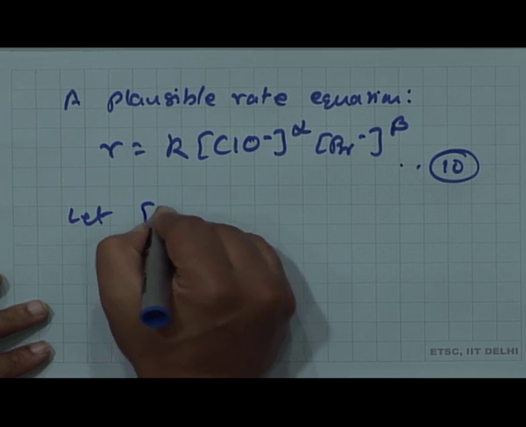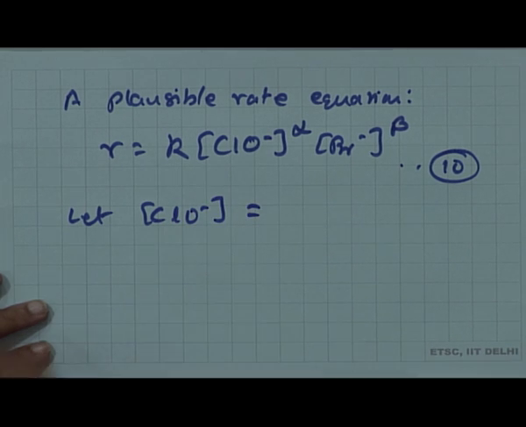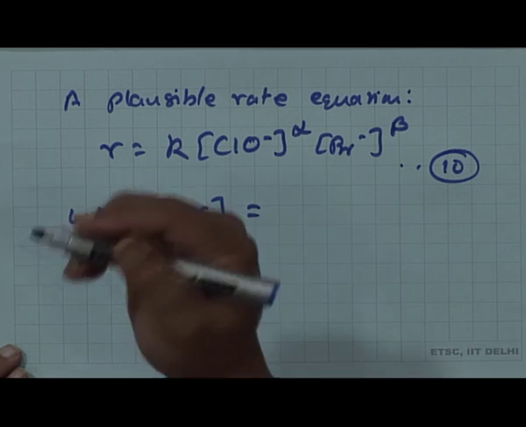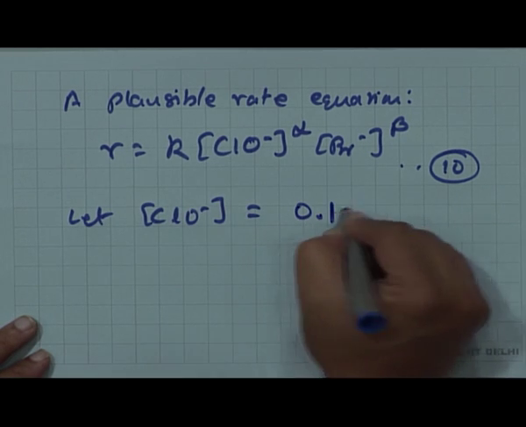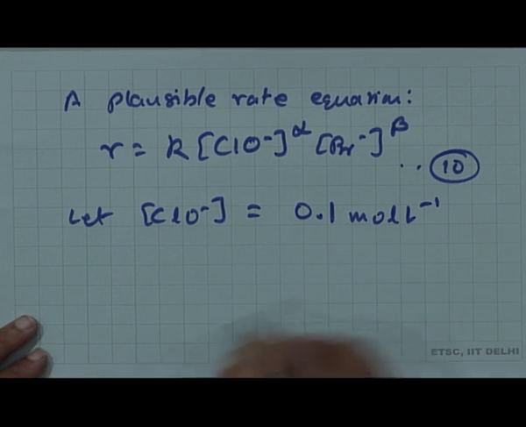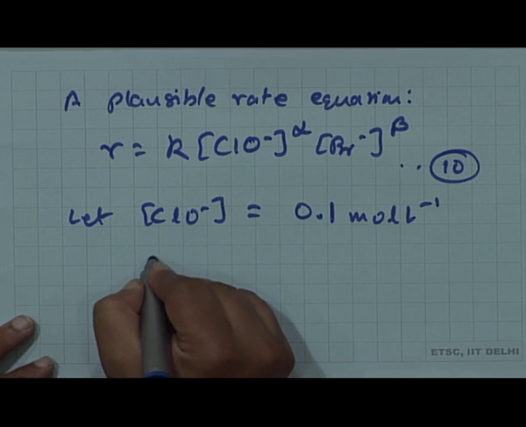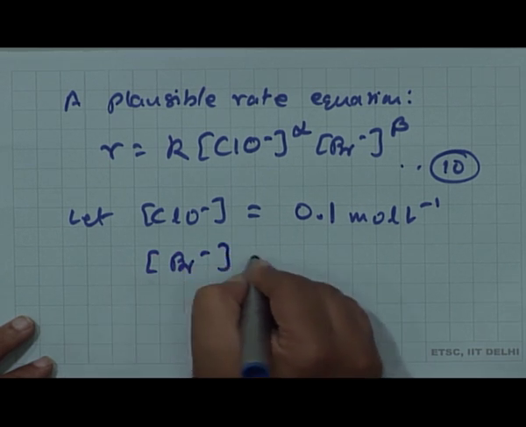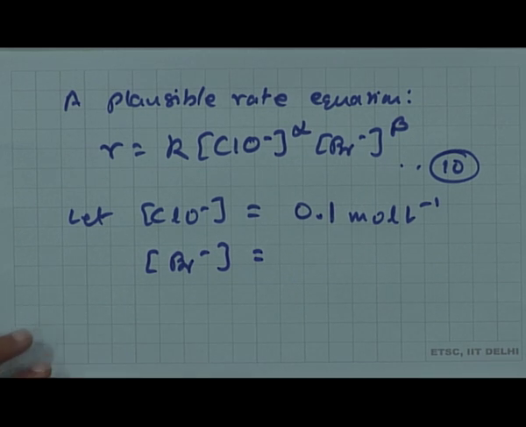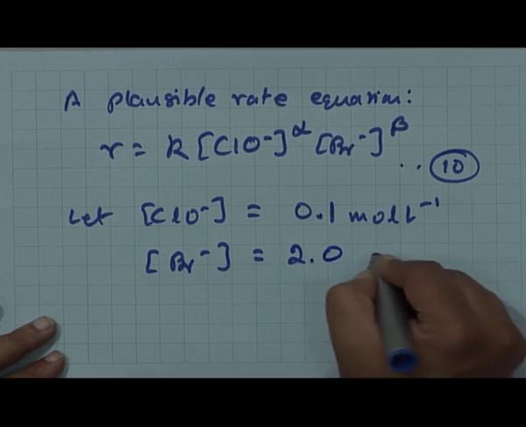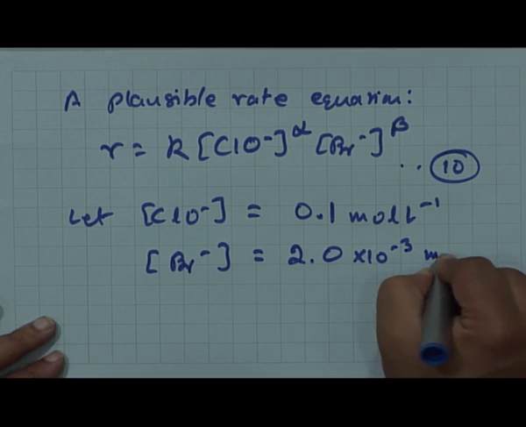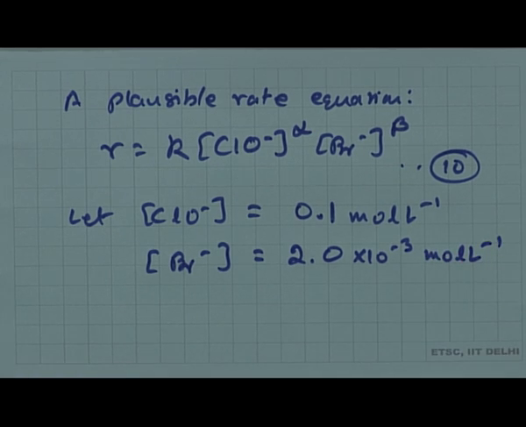Let the concentration of ClO minus, the initial concentration I mean, that means what you are starting with, be 0.1 moles per liter. Let the concentration of Br minus be lesser than that, which is 2.0 times 10 to the power minus 3 moles per liter. Okay. So, you set up the reaction conditions such that these are the concentrations of the hypochlorite and bromide that you are starting with. Great.